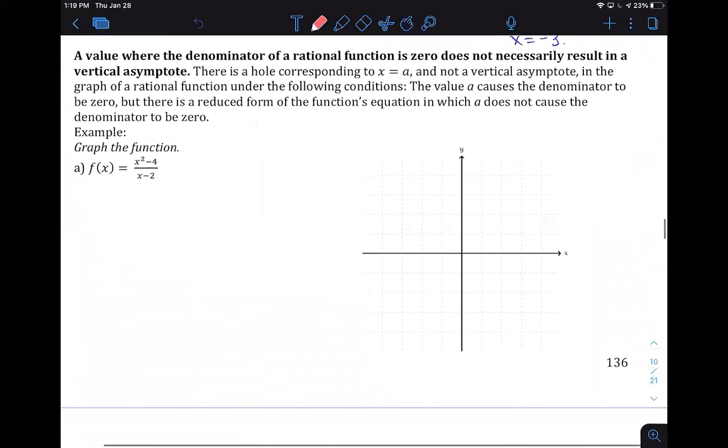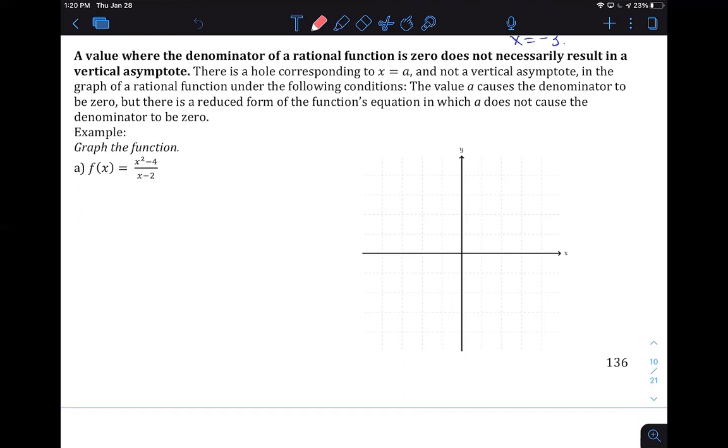All right, so a value where the denominator of a rational function is 0 does not necessarily result in a vertical asymptote. There's a hole corresponding to x equals a and not a vertical asymptote in the graph of a rational function under the following conditions. The value a causes the denominator to be 0, but there's a reduced form of the function's equation in which a does not cause the denominator to be 0.